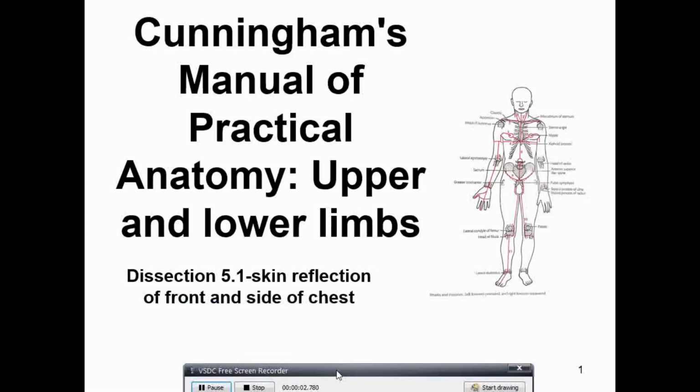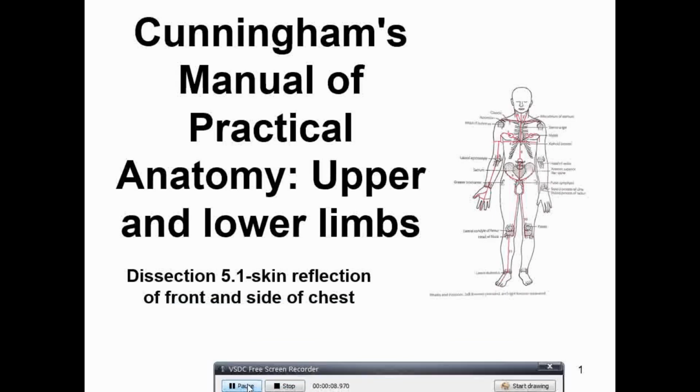Hi dear students, today we'll see how to dissect the pectoral region. We are going to follow Cunningham's manual of practical anatomy, upper limb and lower limb. We'll start with this dissection 5.1, that is skin reflection of front and side of chest.